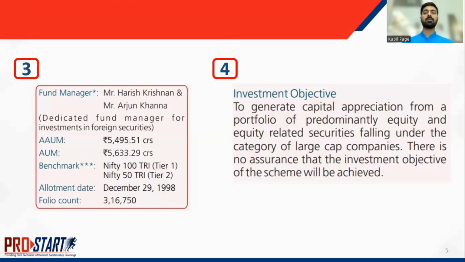There is no assurance that the investment objective of the scheme will be achieved. This has to be made clear, like some sort of a disclaimer, because there is no capital guarantee. Then the mutual fund investor understands what kind of risk he or she is getting into. So these are the 4 points.